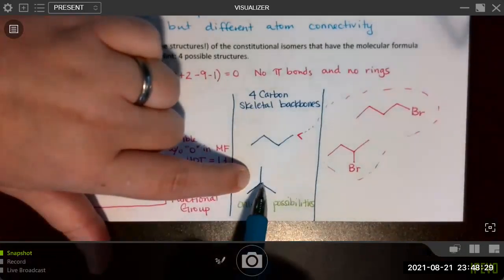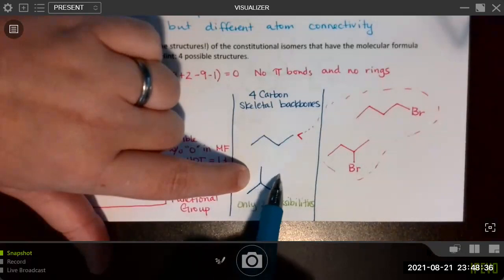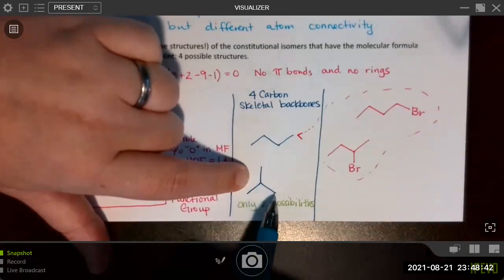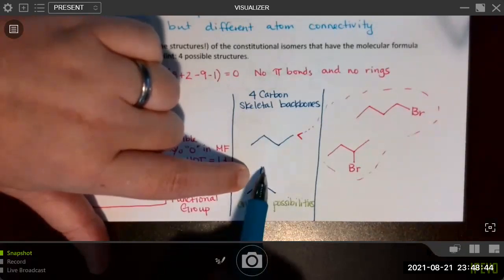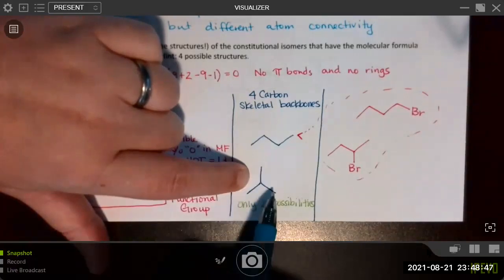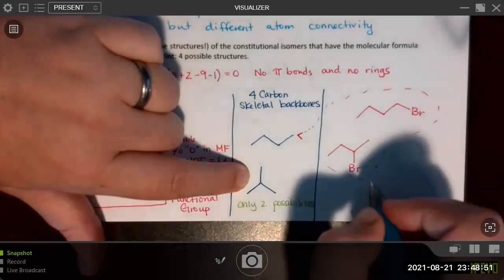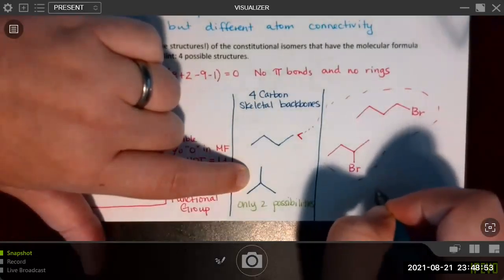Well, maybe we can put it on the center carbon, because remember, carbon can make 4 bonds. Right now it's making 3, so we have a 4th one for bromine. We could also put it on one of these terminal positions here, and any one that we put it on would be equivalent. Putting it here would be equivalent to putting it there. It would make the same structure. So try not to draw them twice again.